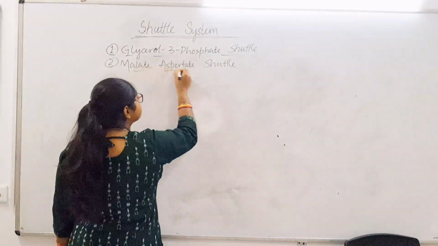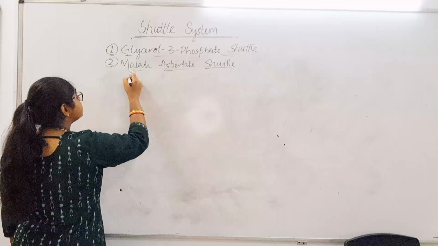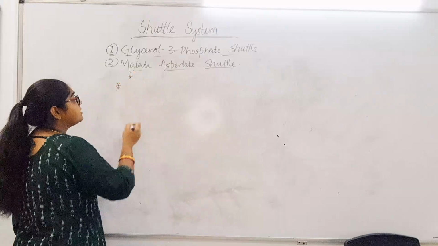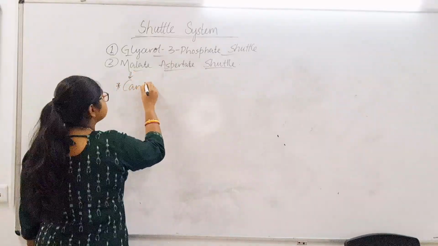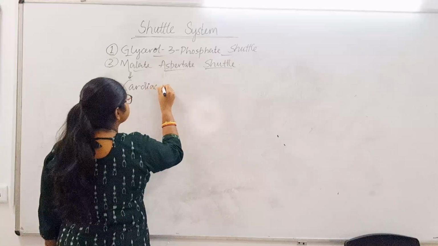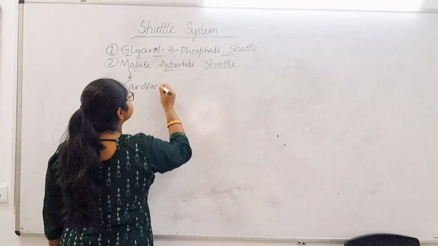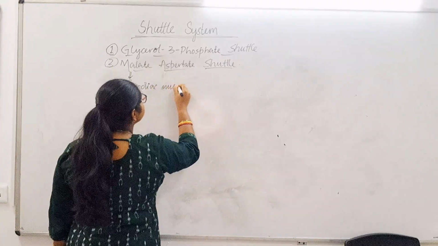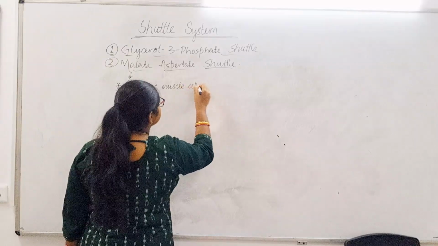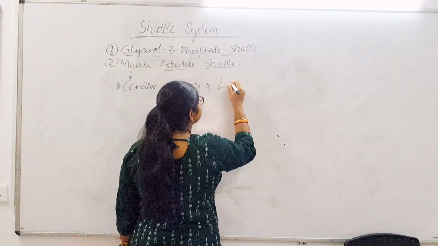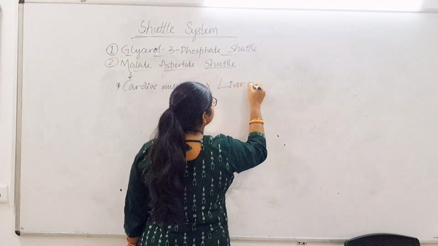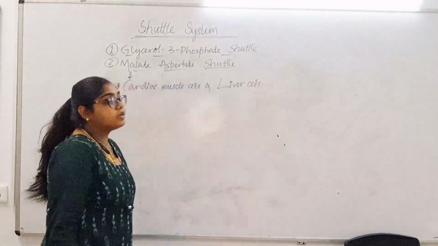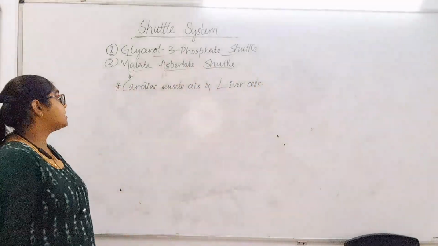This Malate aspartate shuttle is predominantly found in the cardiac muscle cells, or cardiac cells, whatever you say, and liver cells.